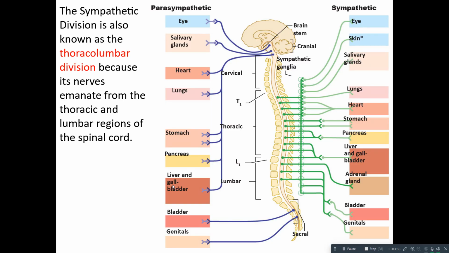And we're not done with nicknames yet. The sympathetic division is also known as the thoracolumbar division because as we can see in this image here, we got our brain, we got our spinal cord, and sympathetic motor neurons come out of the thoracic and lumbar regions of the spinal cord. So the sympathetic division is called the thoracolumbar division.